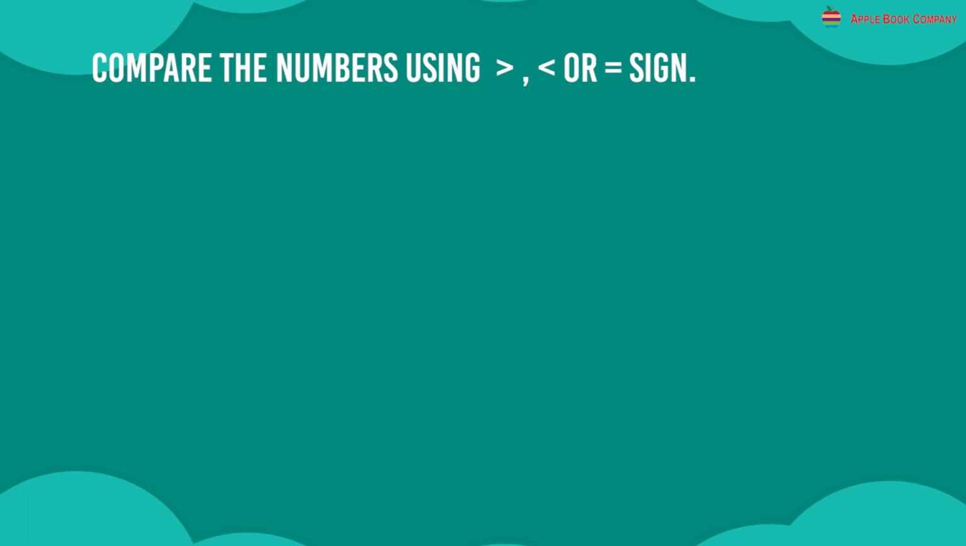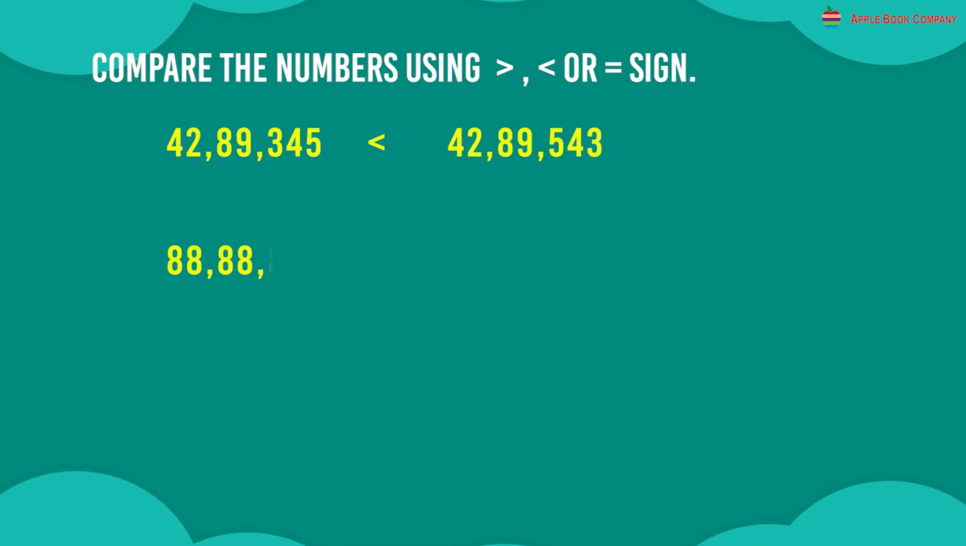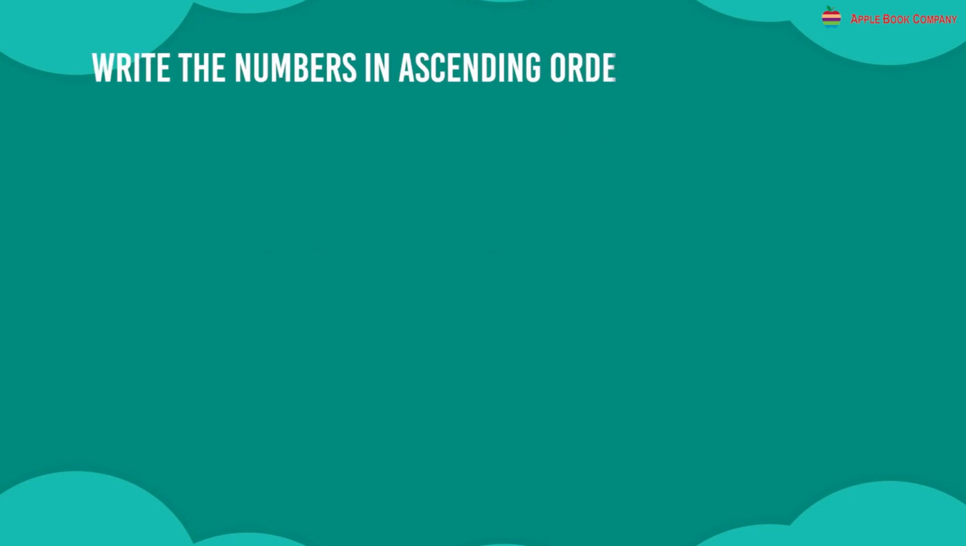In the first number, if you see 42,89,345 is less than 42,89,543. In the next number, 8 is greater than 7. Therefore, 88,88,887 is greater than 77,77,778. Write the numbers in ascending order.